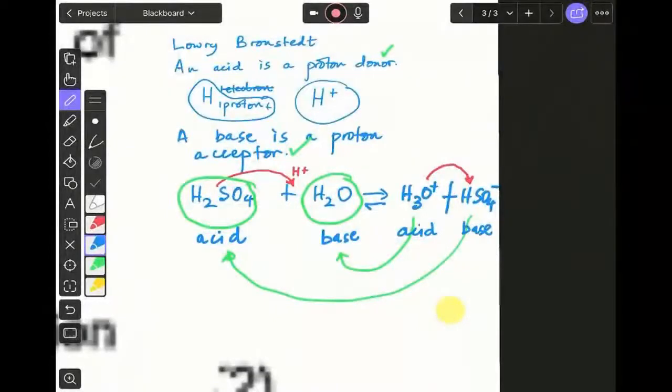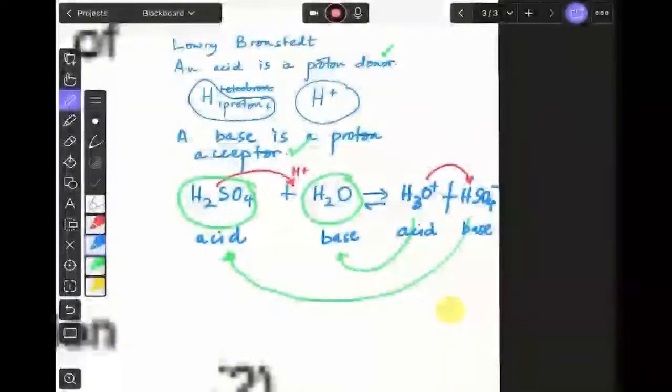Alright, so when we spoke about an acid being a proton donor and a base being a proton acceptor, you just have to be a little bit patient with me. The technology is dropping me this morning. I don't know, it never drops me.